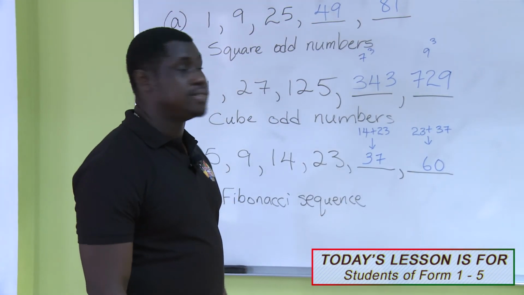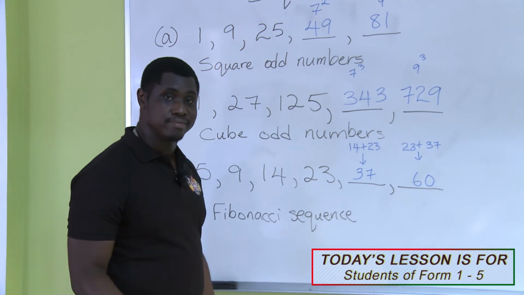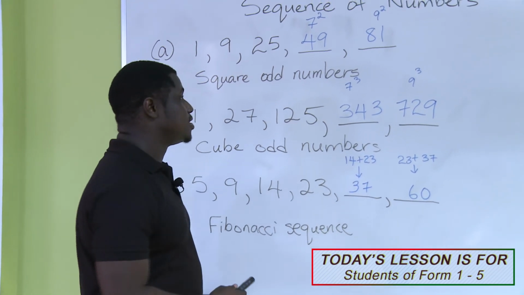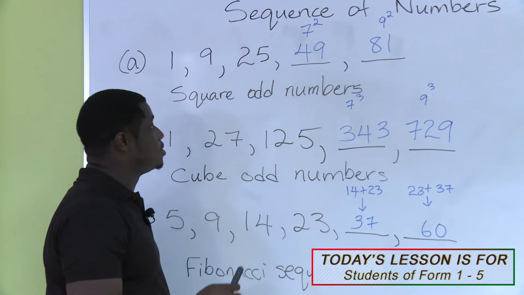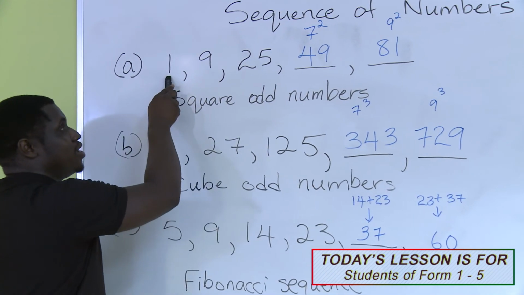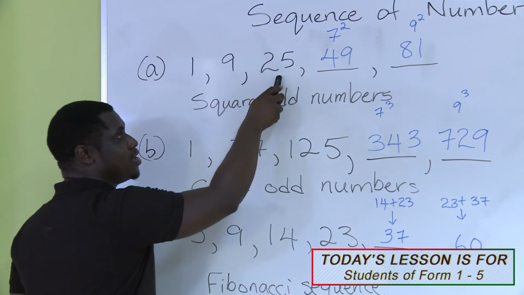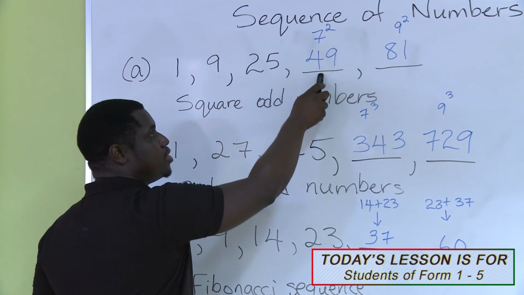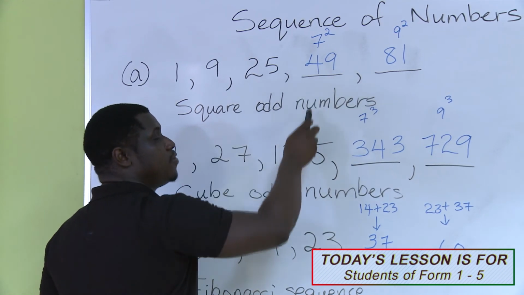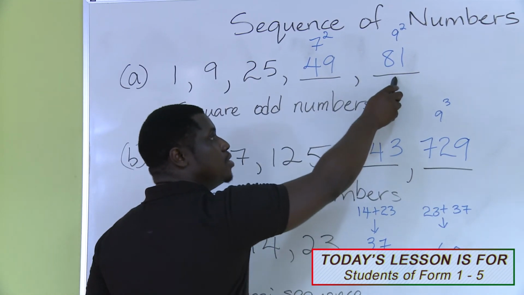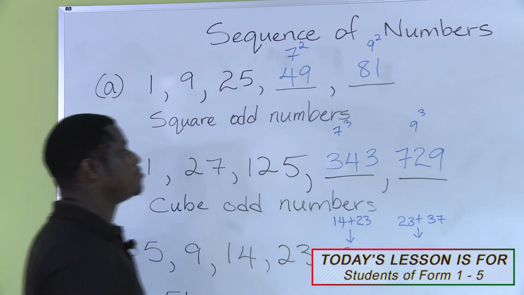Let's compare answers. For the first sequence, what did you get? I realized that I have square odd numbers. 1 squared, 3 squared, 5 squared. So therefore, this term would be 7 squared, which is 7 by 7 to get 49. And this term would now be 9 squared. 9 by 9 is 81.